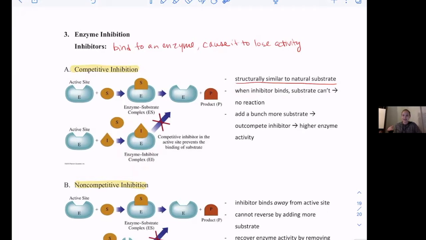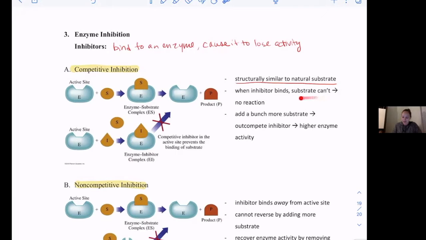So it's kind of like, what's the game I was thinking of? It's a dumb little game where you play music and then you sit down and there's like one less seat. People are taking the seats of the substrate. So inhibitors are inhibiting substrate from being able to bind to your enzyme.